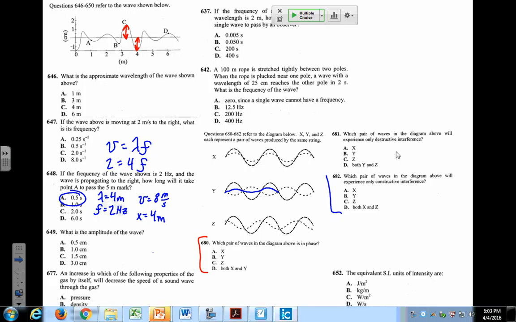Z, by the way, experiences both constructive and destructive. So parts of it cancel out and parts of it add up. You have these in betweens. We'll talk about that in 1 or 2 in the next chapter.